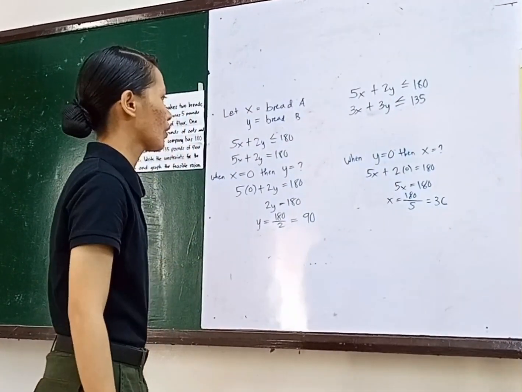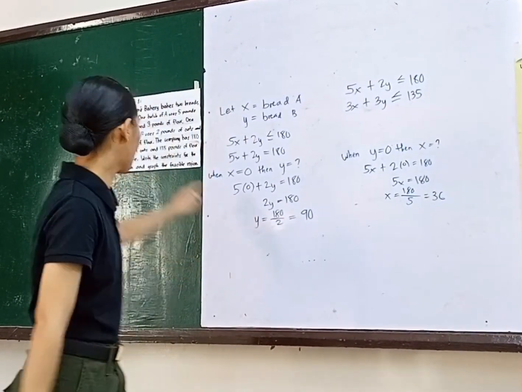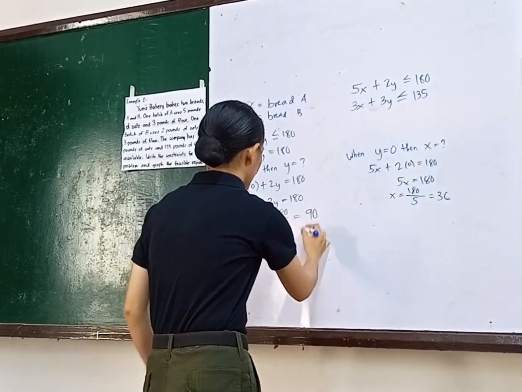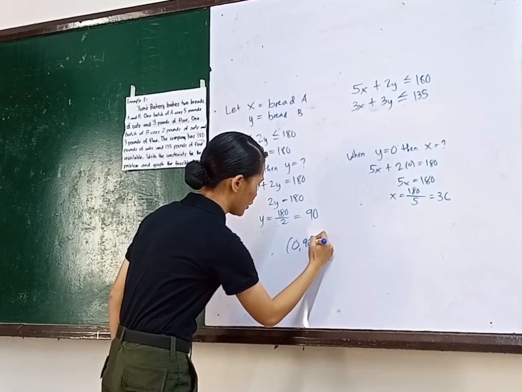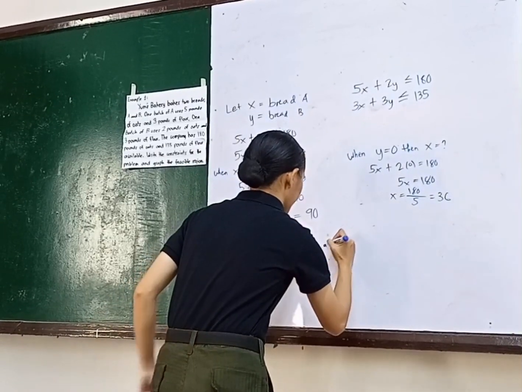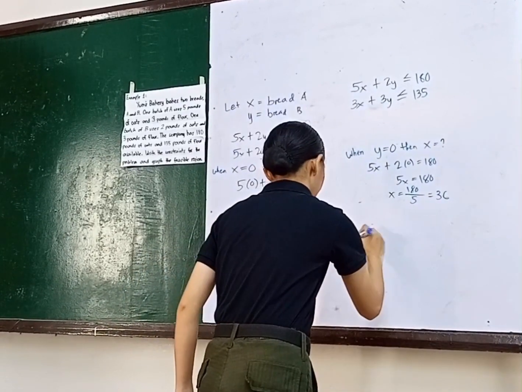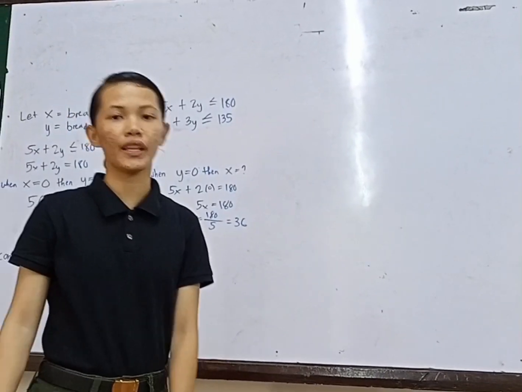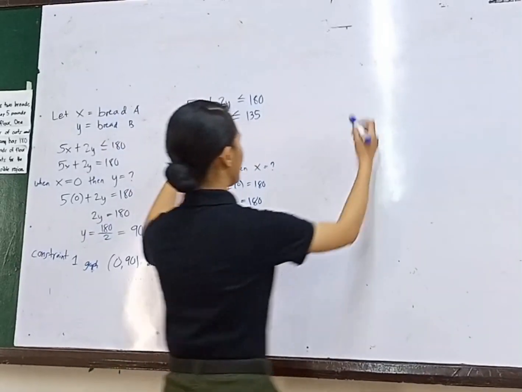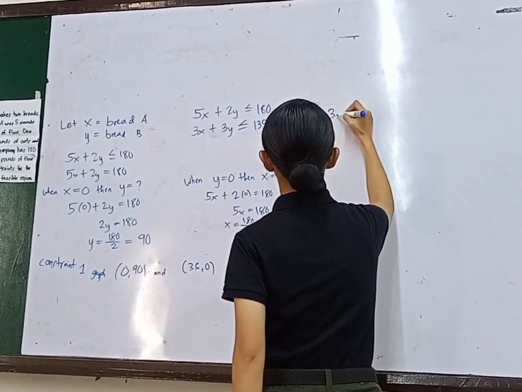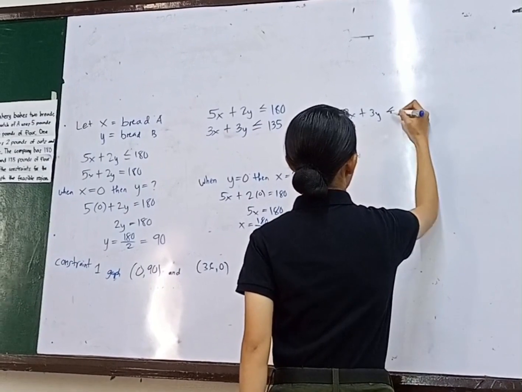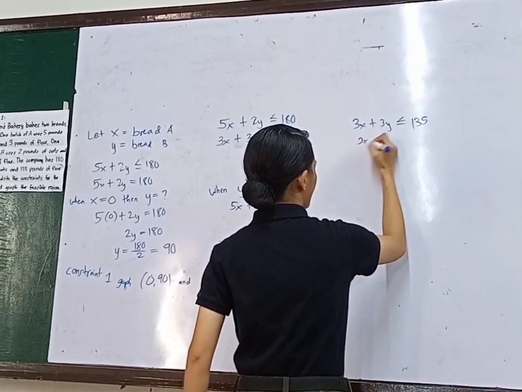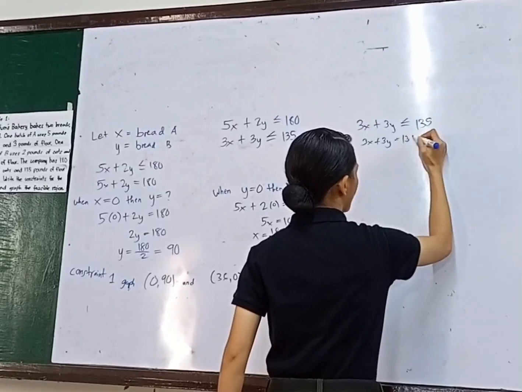So next, the graph of constraint 1 should be (0, 90) and (36, 0). To draw constraint number 2, we copy this one. 3x plus 3y less than or equal to 135. And then we treat it as 3x plus 3y equals 135.